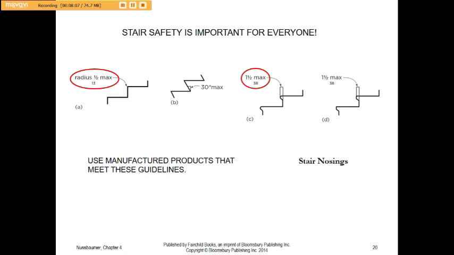Now, stair safety is very important for everyone. On the top of the stair lines, we shall not have more than a half-inch maximum radius. This is because if it's more than a half-inch radius, it can lead to someone's foot slipping on the edge of that stair. If we're going to have a protruding stair nosing, then we need to keep that less than 1.5 inches, because our toe will get stuck under that 1.5 inch or greater space.